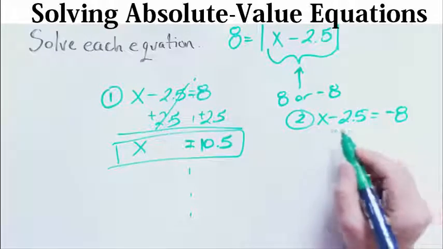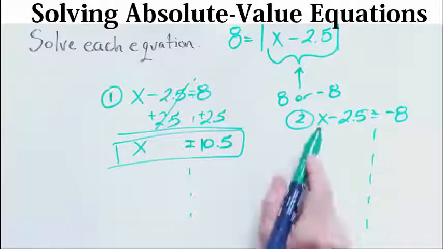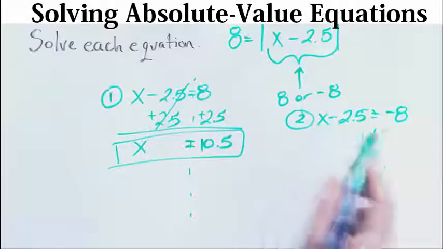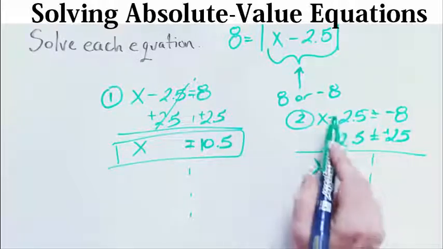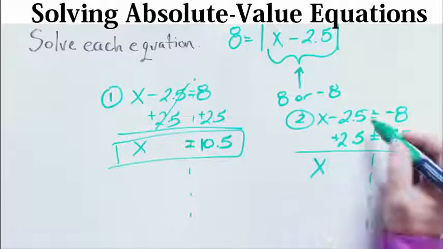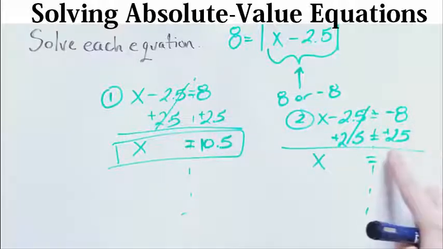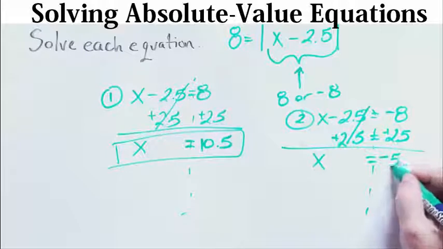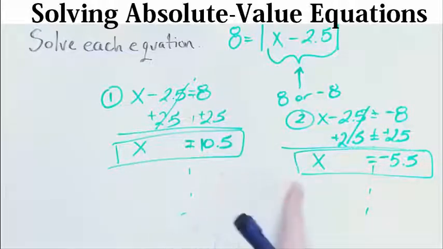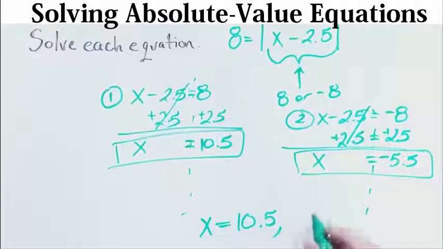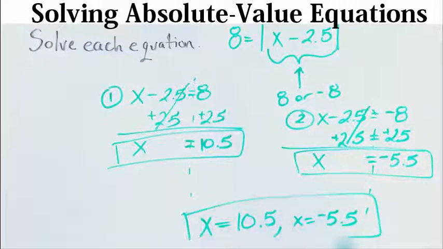So my first answer is x equals 10.5. For our second case, my equal balance beam, x by itself, I need to pair the negative 2.5 with a positive 2.5. X is all by itself. A negative 2.5 paired with a positive 2.5 turns to 0. Negative 8 plus 2.5 is a negative 5.5. X is by itself, so that answer is done. So we finally have our two answers. Your answers are x equals 10.5 and x equals negative 5.5, the two values for x to make our original statement true.